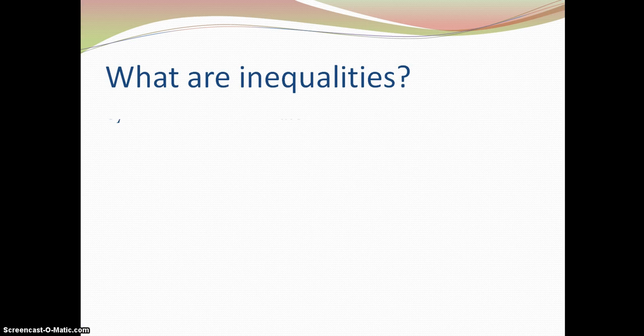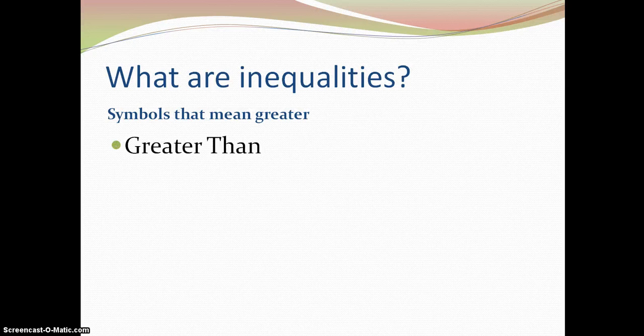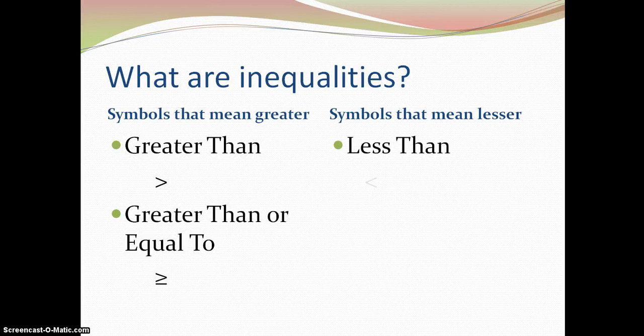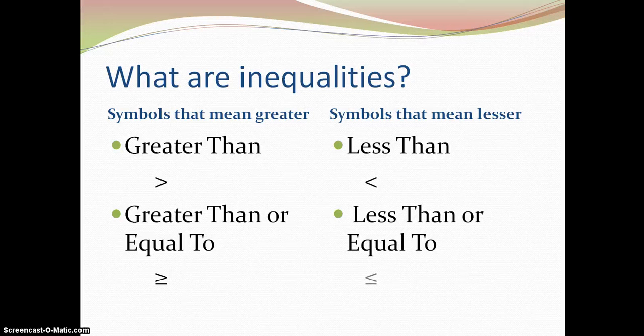So we're first going to start off with graphing inequalities, and we need to know what inequalities are. We have ourselves two types. The first type are symbols that mean greater. So we have the greater than, which looks like this, and the greater than or equal to, which looks like this. We also have the symbols that mean lesser. So we have the less than symbol, which looks like this, and the less than or equal to symbol, which looks like this.